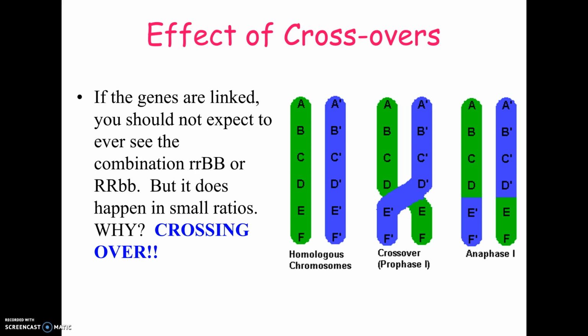So linked genes are on the same chromosome. They tend to be inherited together. You may see small numbers of offspring that have the other combination due to crossing over, but most of the offspring will inherit the two genes as a package deal, and they will look like one of the parents. So this will come back next chapter.